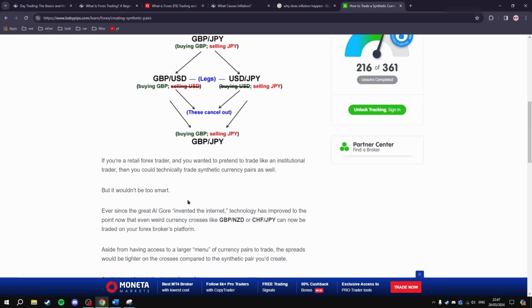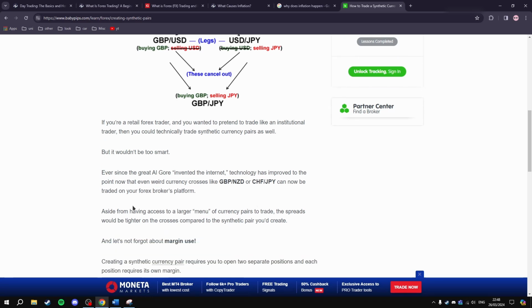Ever since the great Al Gore invented the internet, technology has improved to the point now that even weird currency crosses like GBP/NZD or CHF/JPY can now be traded on your forex broker's platform. Aside from having access to a larger menu of currency pairs to trade, the spreads would be tighter on the crosses compared to the synthetic pairs you would create.